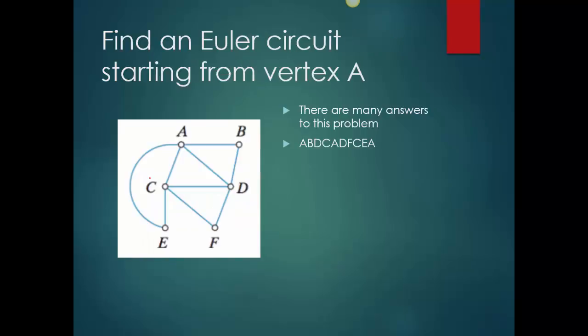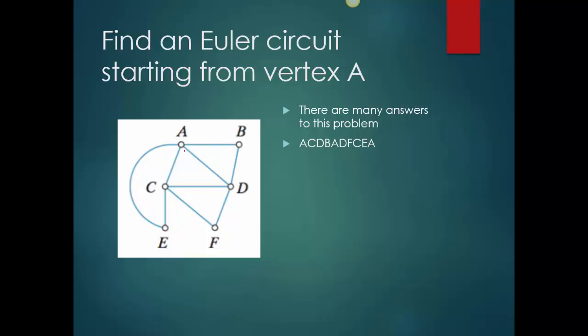Let's make it a little bigger. Here I drew a bigger graph for you. Again, I want to start and end at A just to make it easier for us. I'm going to show you multiple answers to this one. Here's one: I could go A, B, D, C, A, D, F, C, E, and then back to A. I went over every edge, and that's why I draw on top of it, so you can see all the edges that I used.